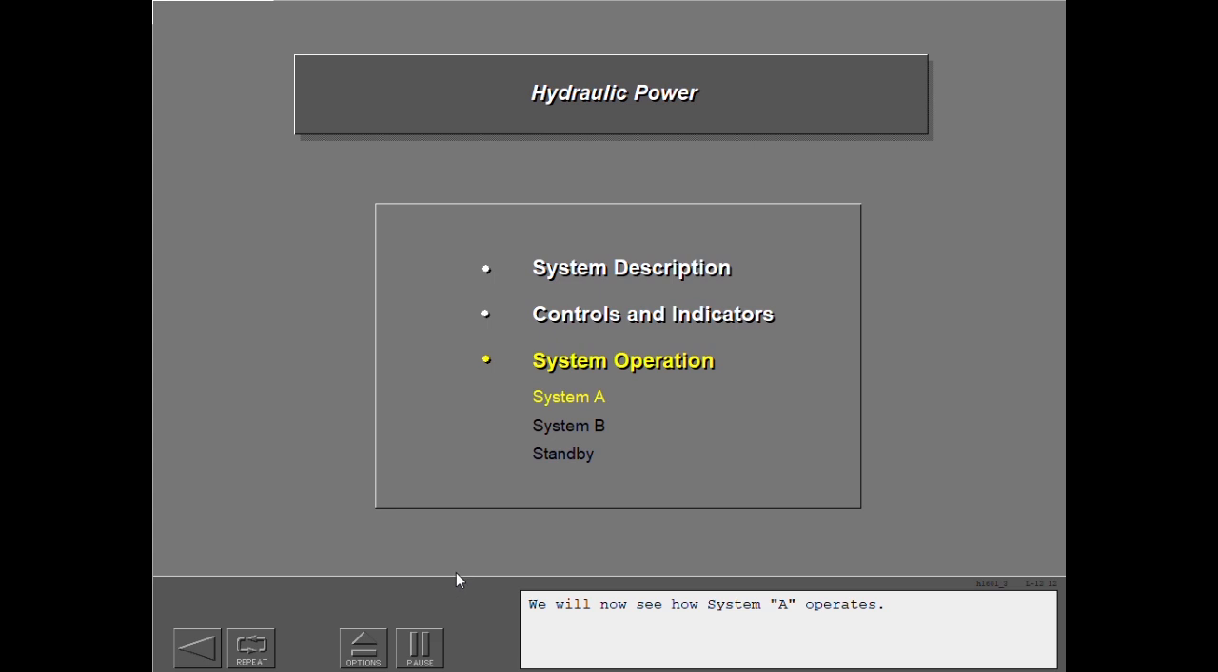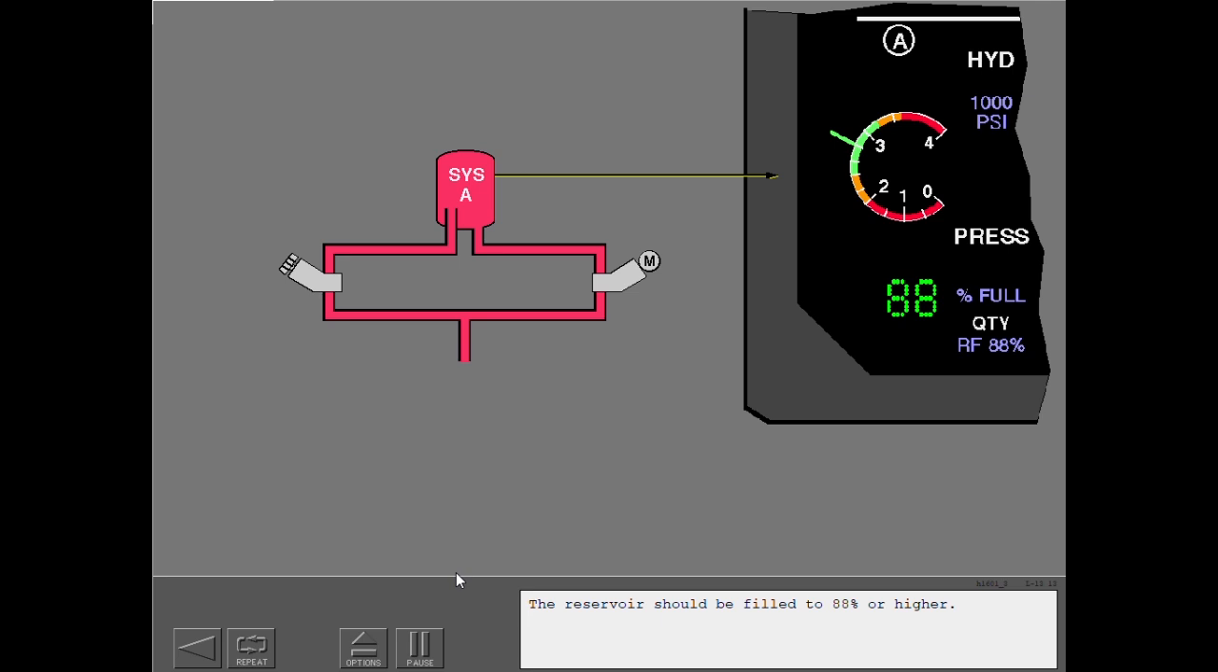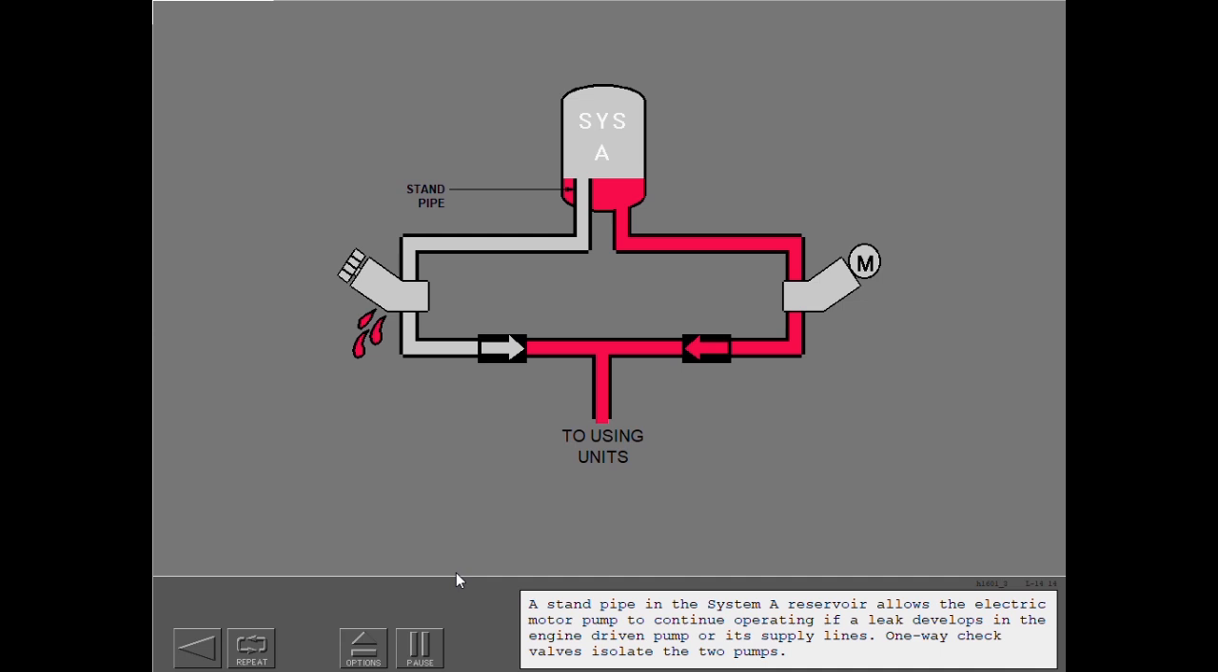We will now see how System A operates. The System A reservoir has a standpipe for the engine-driven pump. The reservoir should be filled to 88% or higher. A standpipe in the System A reservoir allows the electric motor pump to continue operating if a leak develops in the engine-driven pump or its supply lines. One-way check valves isolate the 2 pumps.